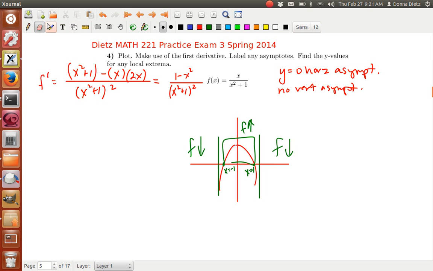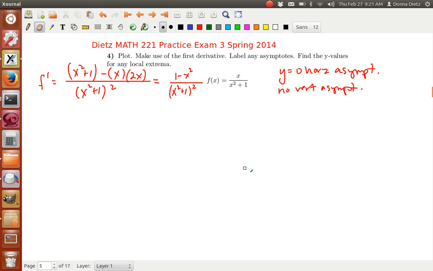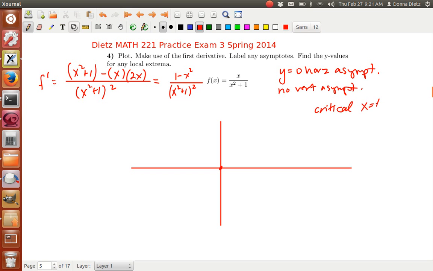I'm going to just erase it to save space. It's a video, so if you want to see it, you can pause it as long as you want. Okay, I'm going to go ahead and put all this information together on a plot. So we already know f of 0 is 0. We know the critical values are x equals plus or minus 1. So f of 1 and f of -1 are interesting things we should be aware of.